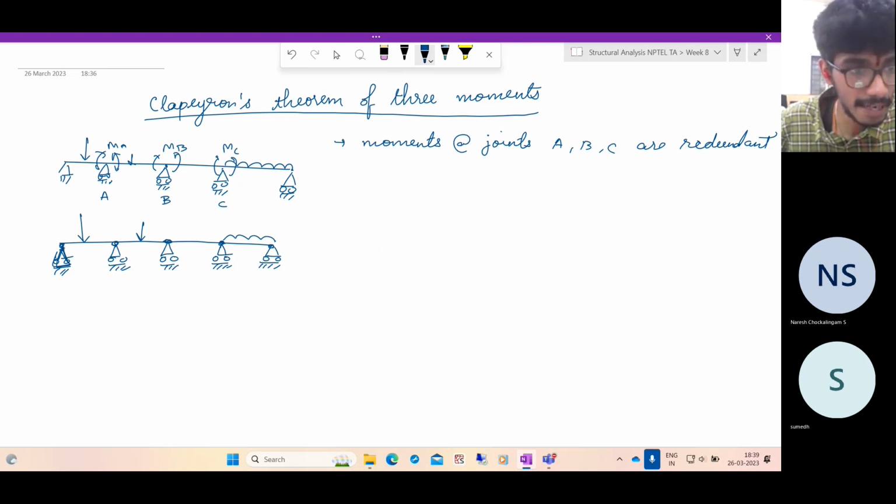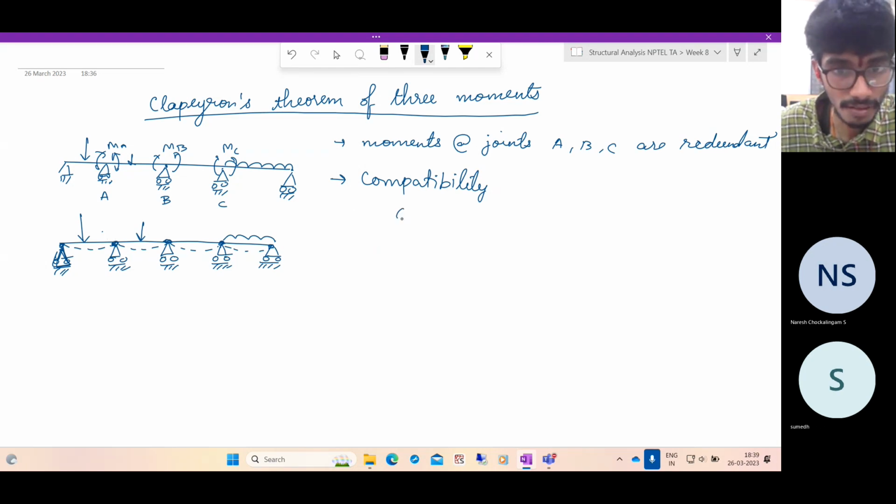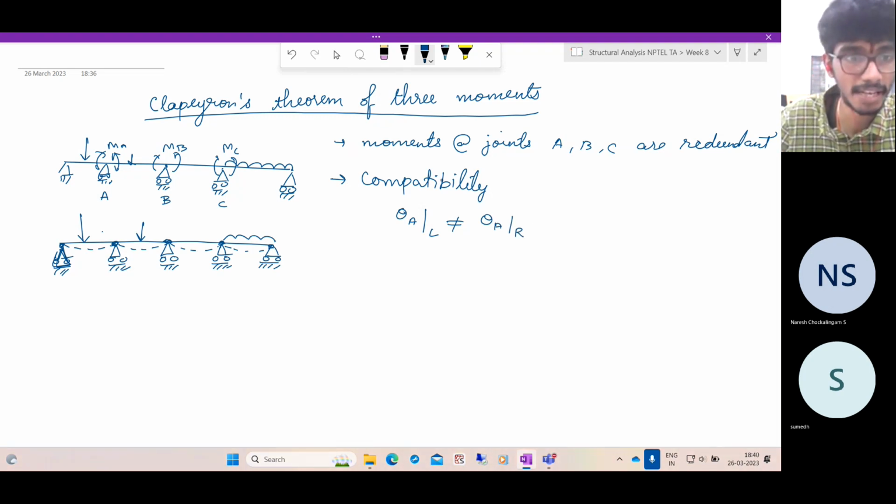Now this is statically determinate because it is a series of simply supported beams. So this will deform like this, this will deform like this, this will deform like this, this will deform like this. Now what is the compatibility condition? So if there is an internal hinge, the rotation of the beam at this point to the left, theta A to the left, will not be equal to theta A to the right, because there's an internal hinge, the slopes can be discontinuous and the moment transmitted is zero.